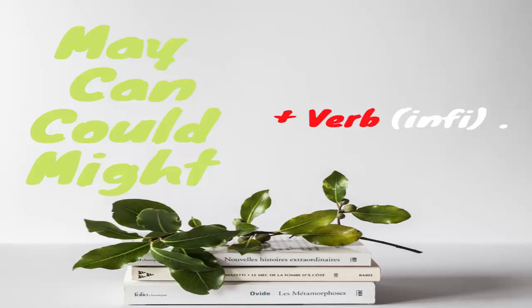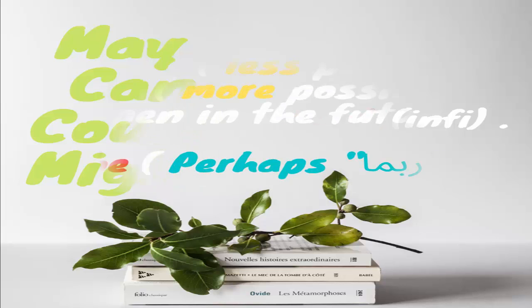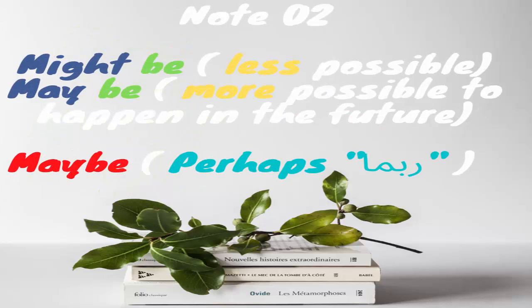Even if we say she may eat, don't say she may eats. Or he may eat, or she could eat, or she might eat. No S, nothing added at the end of the verb. May, can, could, might, plus verb in infinitive form. We can say in a sentence, it might be a good jacket.